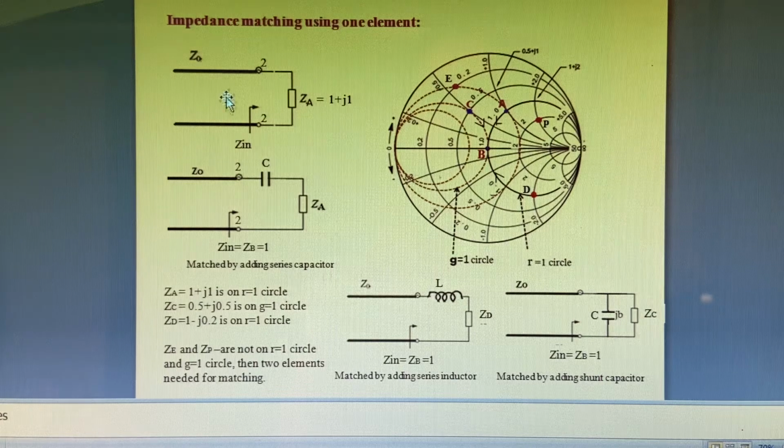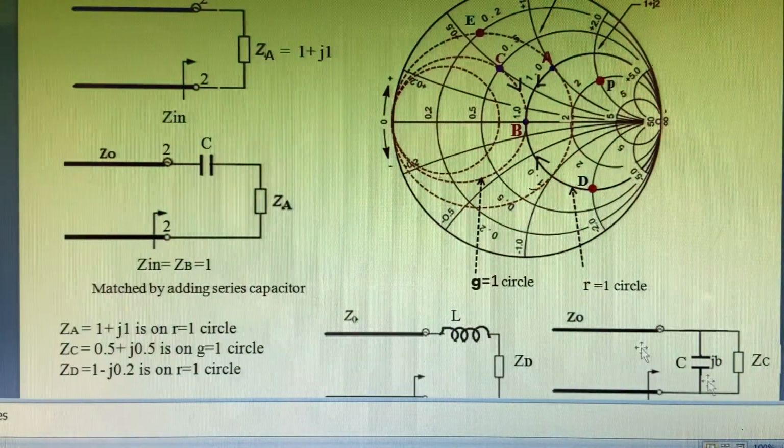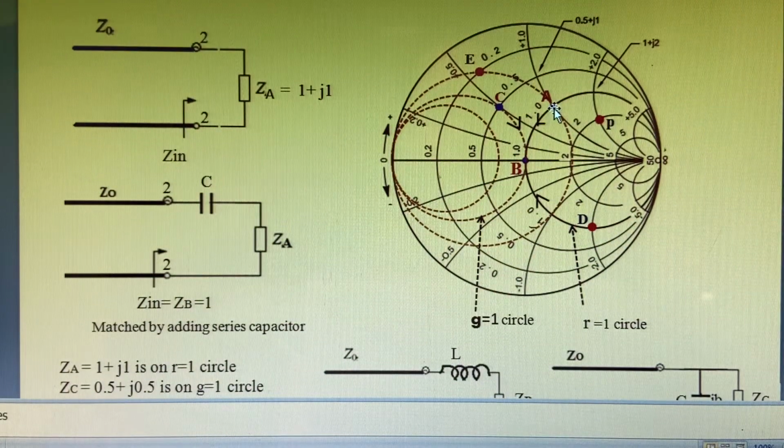Now consider this circuit here. In this circuit, load impedance ZA is connected to the transmission line. Here assume this load impedance given itself is a normalized one. So the impedance between the terminal 2 is equal to ZA, that is 1 plus j1. So Zin is equal to ZA. If you plot Zin on the Smith chart as shown in this figure, it is at this position.